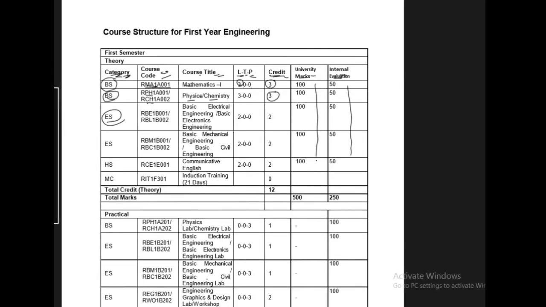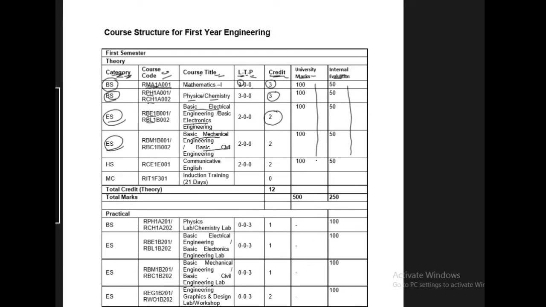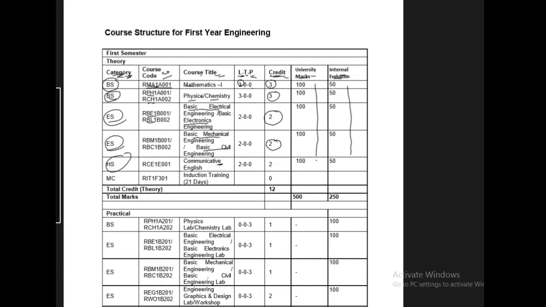Then ES is your engineering science courses, where you will find basic electrical engineering or basic electronics engineering. See, this is BE and this is BL. Your credit is 2. Another engineering science course is basic mechanical engineering or basic civil engineering. Here again the credit is 2. Then HS is humanities and social science, where it is communicative English, and your credit is 2. And the last one is the mandatory course.